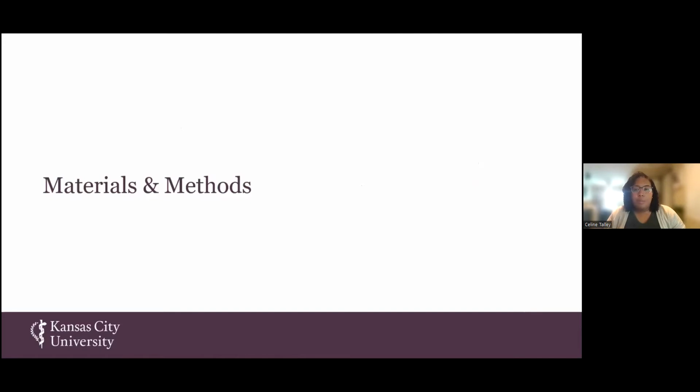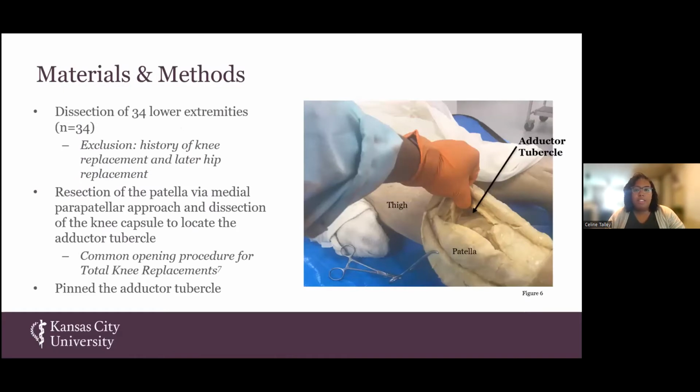And now on to the materials and methods, my favorite part of research, mostly the methods though. In this study, we used 18 formalin embalmed cadavers from the KCU gift donor program, which led to 34 lower extremities. We chose to exclude donors with a history of knee replacements and later on donors with hip replacements as well. I thought it would be important to find the surgically relevant landmark in a way most similar to how the landmark would be seen during surgery.